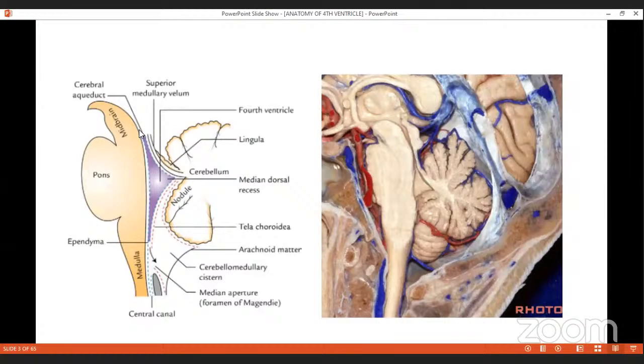So this is a diagrammatic representation. This is the fourth ventricle, which is a tent-shaped cavity. It is communicating rostrally via the cerebral aqueduct of Sylvius with the third ventricle. It is communicating caudally with the central canal of the spinal cord. The junction where the cavity of the fourth ventricle communicates with the central canal of the cord is the obex. You have the roof of the fourth ventricle and you have the floor of the fourth ventricle.